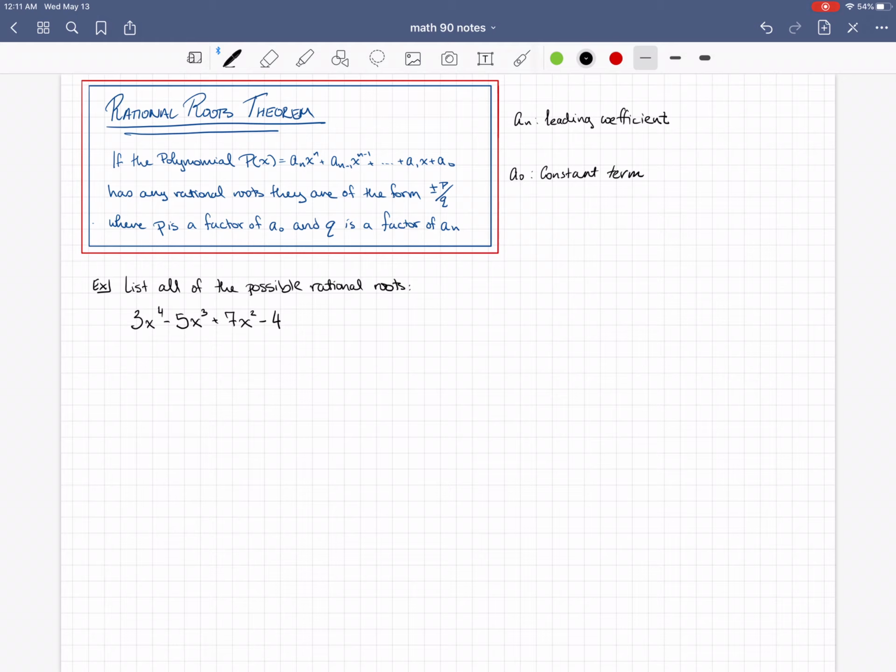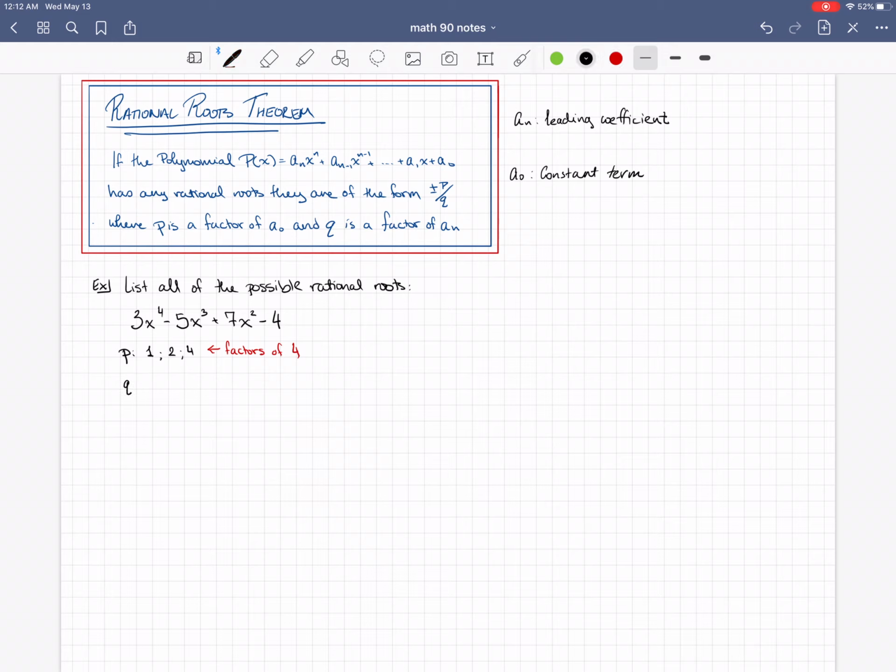P. This is a good way to start this. P, going back to our rational roots theorem, P is a factor of a sub 0. So P is a factor of the constant term. Well, the constant term here is -4, but since we're going to do plus or minus anyway, I'll just look at 4 and then we'll add in the negative later. So what are the factors of 4? There's 1, there's 2, and there's 4. So I'm going to write that here. These are the factors of the number 4, and factors are the numbers that go into it, okay?